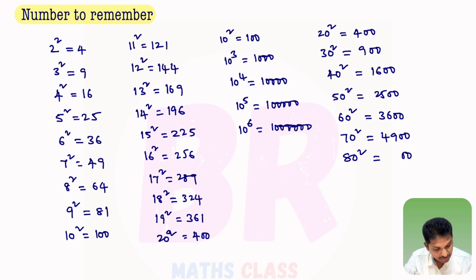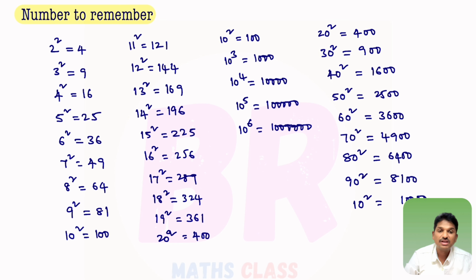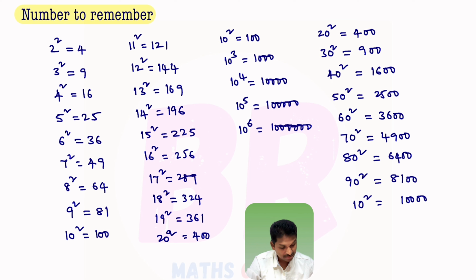80 square is there. You first write 2 zeros. 8 square is 64. 90 square is there. 90 square is 81, 2 zeros, right? 10 square is there. First you write 2 zeros and 10 square is 100, right? So, sorry, here 100 square. 100 square is 10,000. Okay, right? These are the numbers we may use while doing calculations. If you know these numbers, we can do the simplification faster.